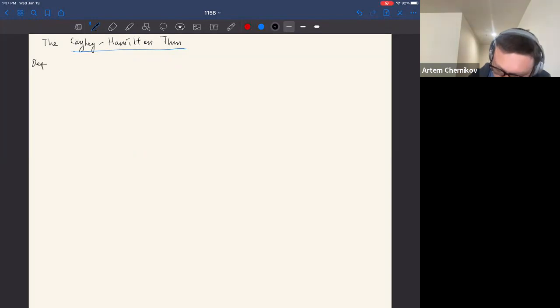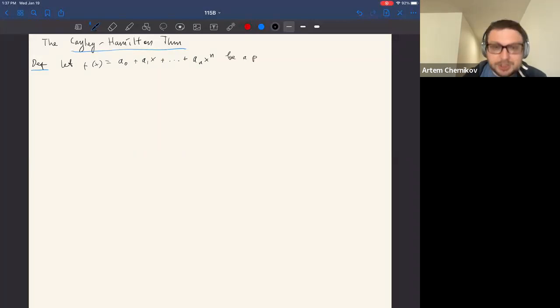Let's begin with the definition. We need to set up some notation first. So definition: assume that f of x is a polynomial of the form a0 plus a1 x plus etc. plus an x to the n. So let f be a polynomial. And here it is just an arbitrary polynomial. In this definition I'm not talking necessarily about the characteristic polynomial of some operator, just any polynomial. So let this be a polynomial with coefficients in F, so all of the coefficients ai are elements of some field F.